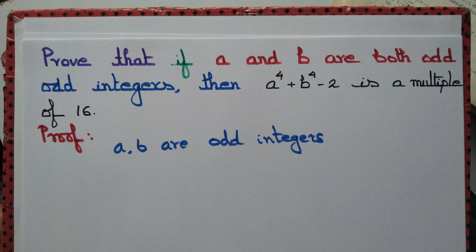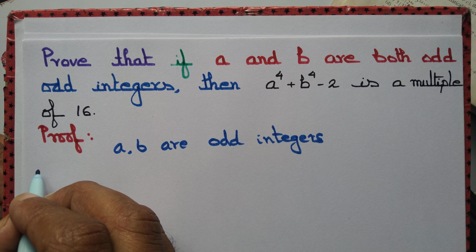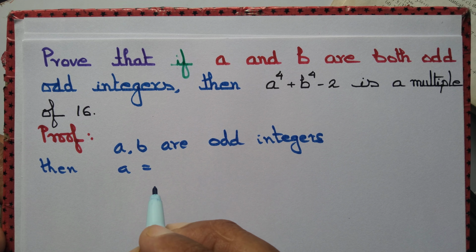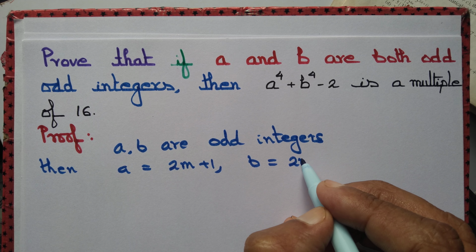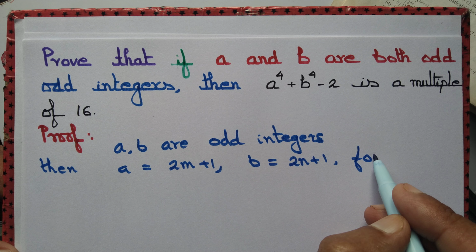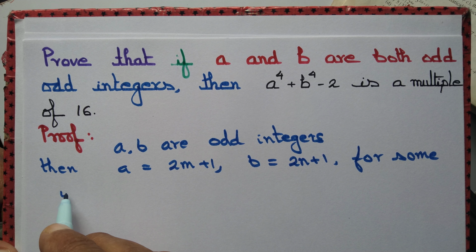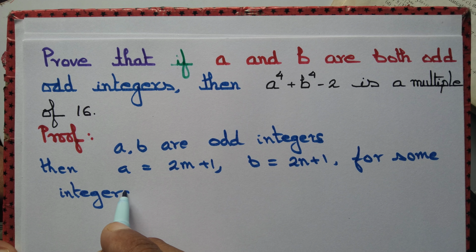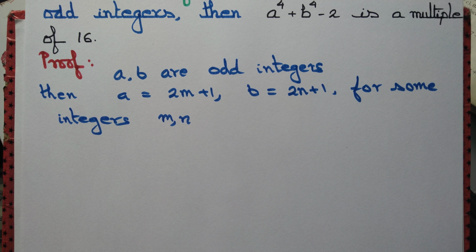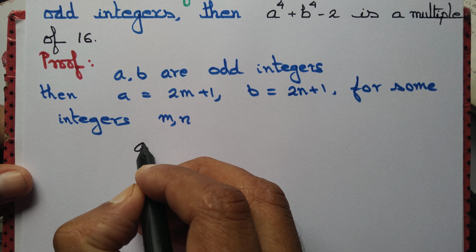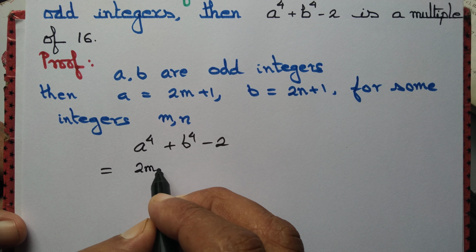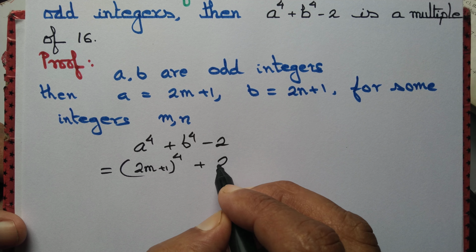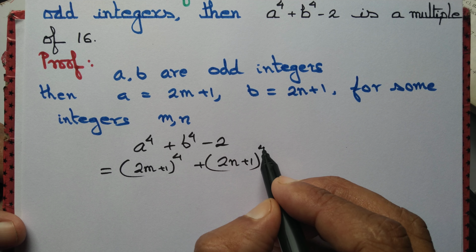If they are odd, then obviously we can write a must be equal to 2m plus 1, b must be equal to 2n plus 1 for some integers m, n. And so we can write a to the power 4 plus b to the power 4 minus 2 equal to (2m plus 1) to the power 4 plus (2n plus 1) to the power 4 minus 2.